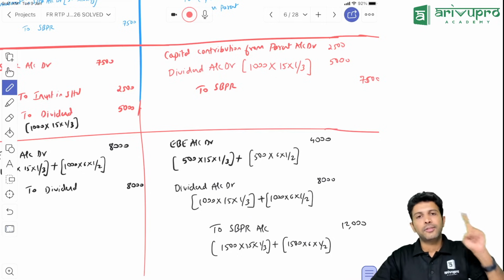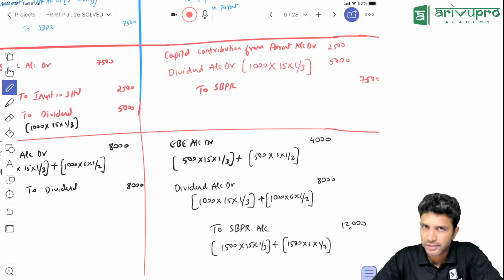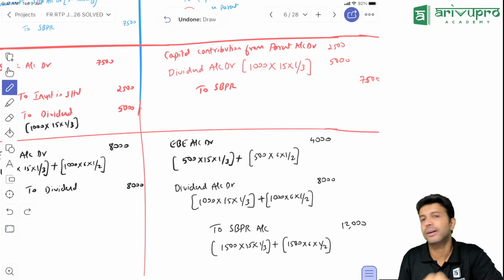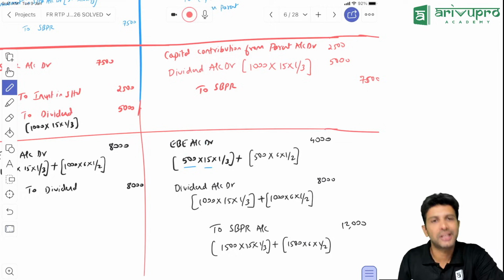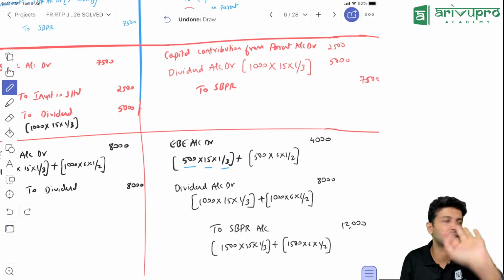So first, 500 shares subsidiary is giving to their own employee and subsidiary only receives the service. So employee benefit expenditure debit. How many shares? 500. Okay. All right. What is the loss per share? 15. You'll have to book it over the vesting period, 1/3. This is the original expenditure.